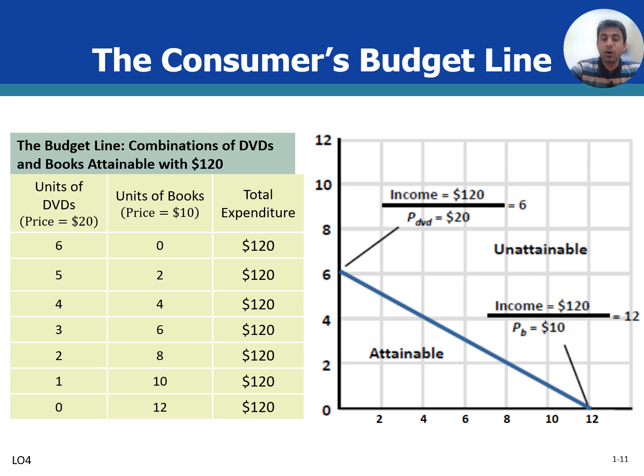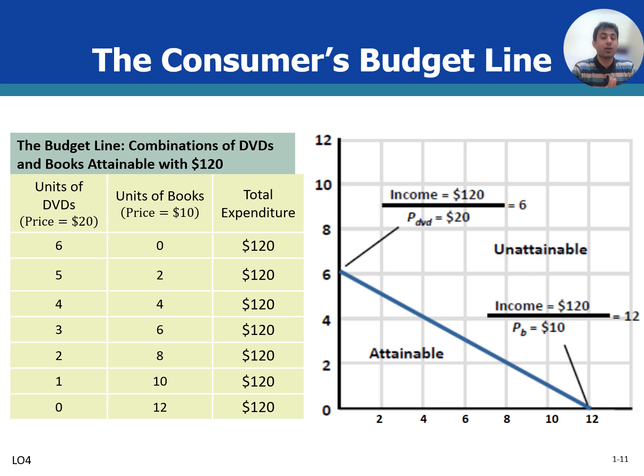If you are spending all your money to buy books, you can buy a maximum of 12 books because each book has a price of $10. So the maximum you can buy is 12 and all your money will be finished. At that time you are not able to buy any DVD. So you will have 0 DVDs, but this is also a possible combination.